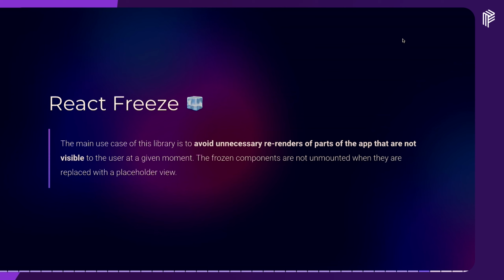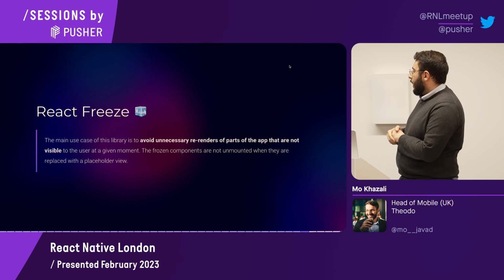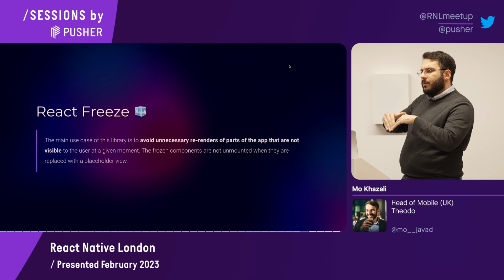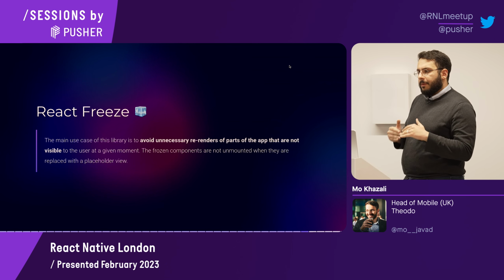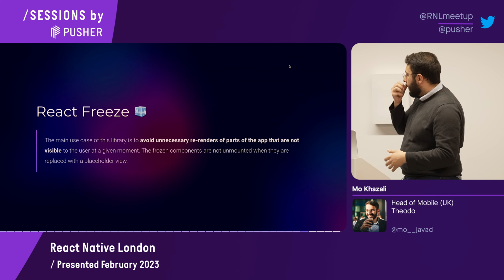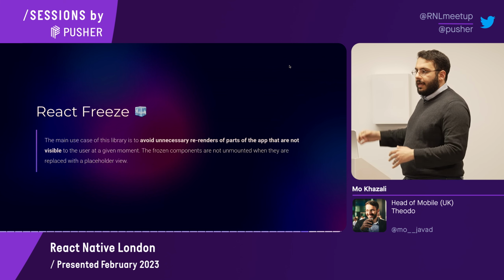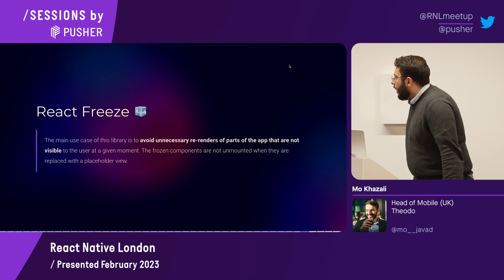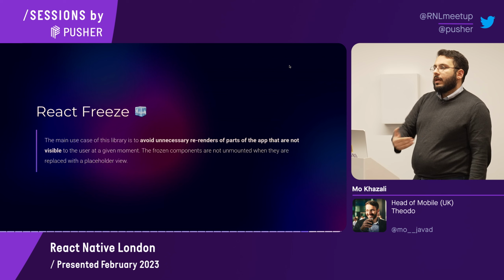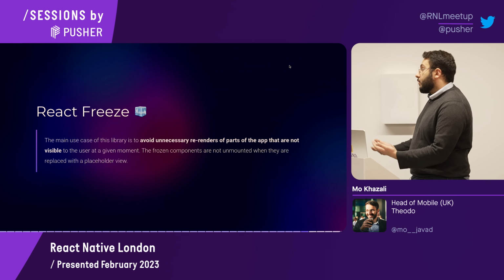Next up, React Freeze. This one was really interesting. It's a library created to avoid unnecessary re-renders. I think the folks at Software Mansion created this one. Basically, parts of screens that are no longer visible to the user are replaced with a placeholder view that replicates what that screen looked like. They're not unmounted, but they're kept as that non-re-rendering, inactive screen. And then when you navigate back to the screen, it would be replaced back with what the components actually were.